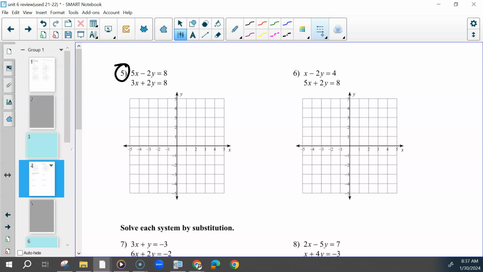So with number 5, we need to solve both of these, get them both in slope-intercept form, and then graph them both, and then see where they intersect, if they intersect. So I'm going to do this simultaneously. Subtract 5x and 3x. We get negative 2y equals negative 5x plus 8, and 2y equals negative 3x plus 8.